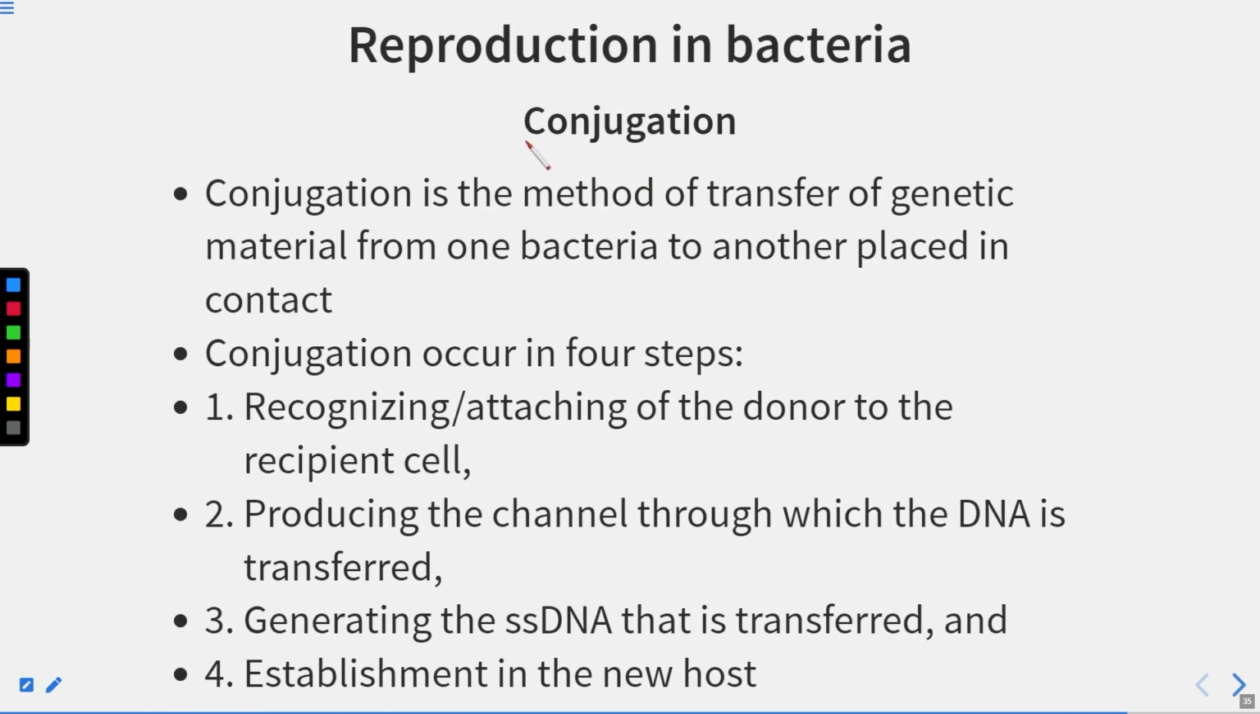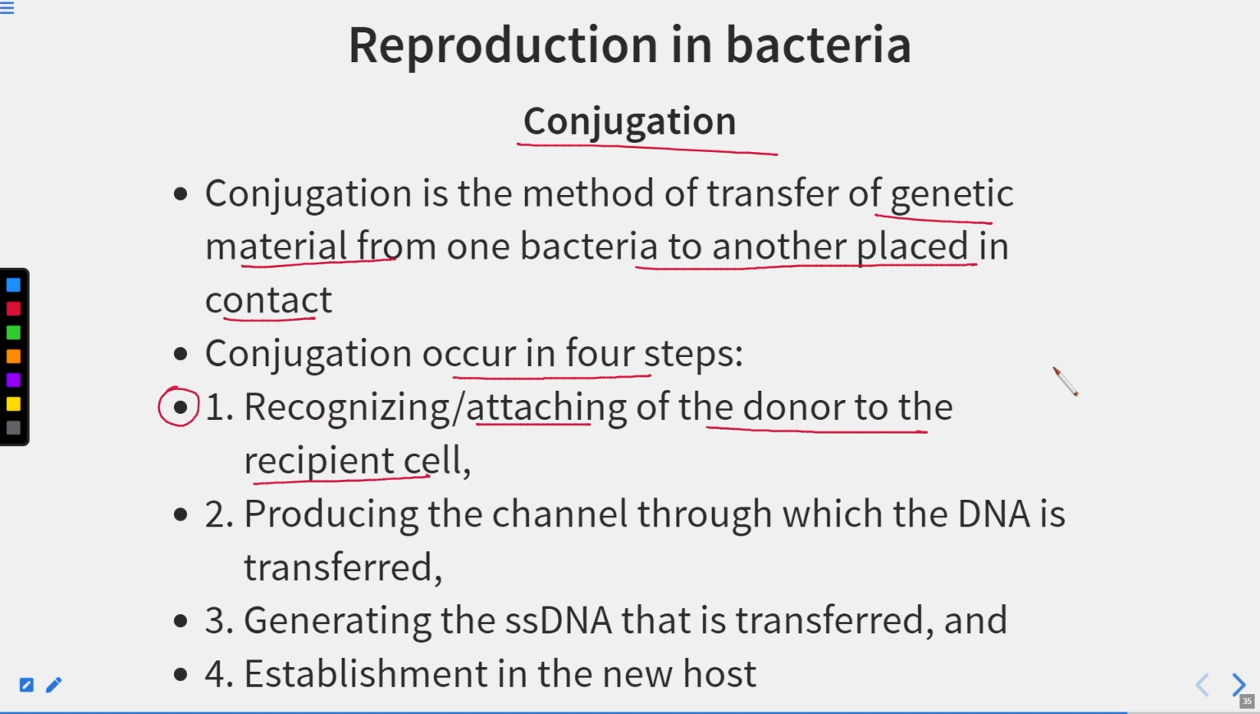Next is conjugation. Conjugation is the method of transfer of genetic material from one bacteria to another placed in contact. Conjugation occurs in 4 steps. Step number 1, recognizing and attaching of the donor to the recipient cell. So there will be one donor cell and one recipient cell.